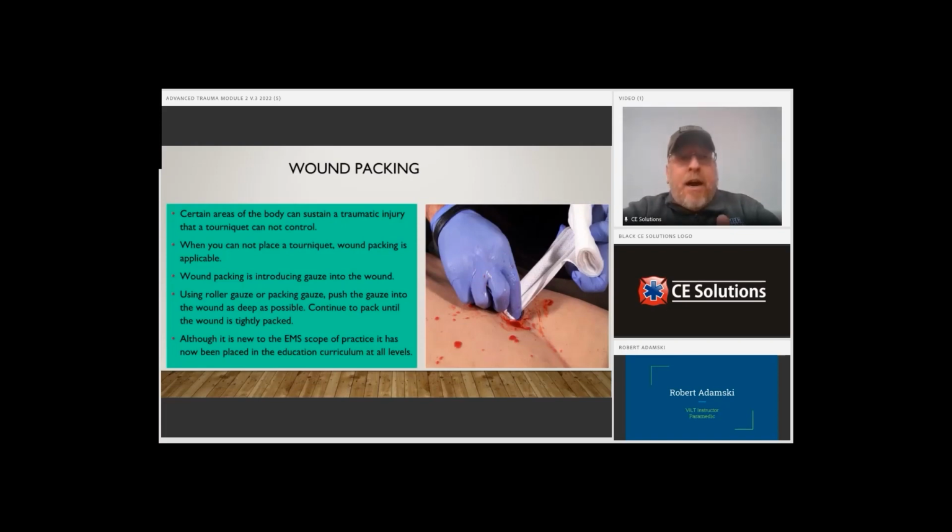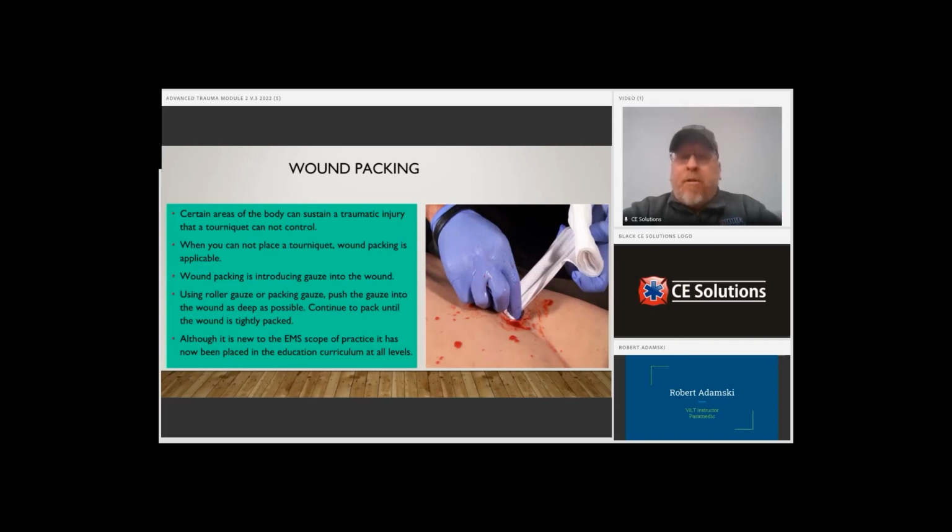And again, it's used where we cannot place a tourniquet. You can use any type of roller gauze or packing gauze. When you apply that, you apply it until it's tightly packed. That whole cavity, the whole wound site, should be filled to the brim, to the surface of the patient's body, with that roller gauze.